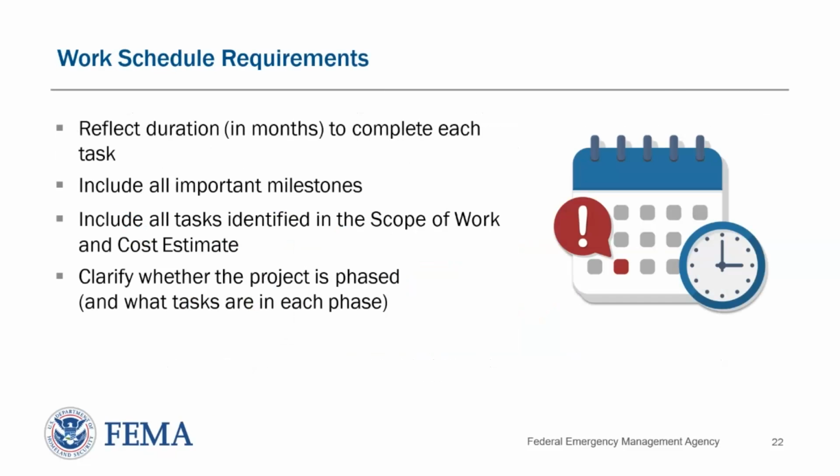The next key component of the FMA sub-application is the work schedule. The work schedule should identify major milestones, such as signing the grant agreement, final design and specifications, bidding and procurement, construction completion, and grant closing with target dates for meeting each milestone. All tasks listed in the scope of work and cost estimate should be included in the schedule. Please be sure to clarify whether the project is phased and what tasks are in each phase.